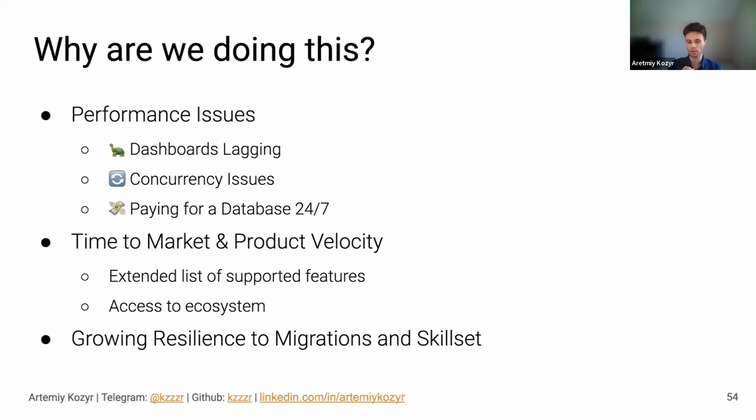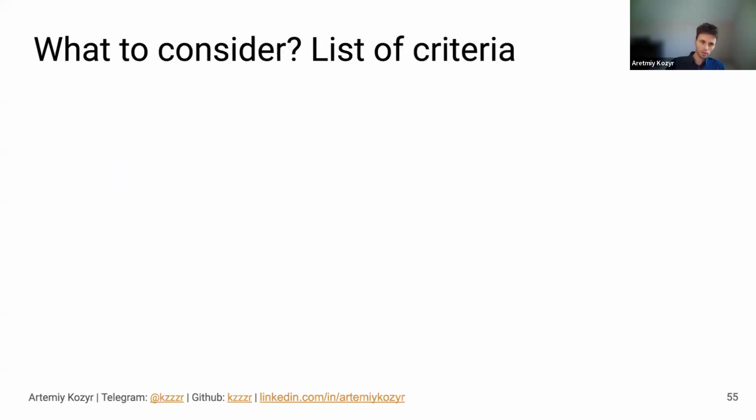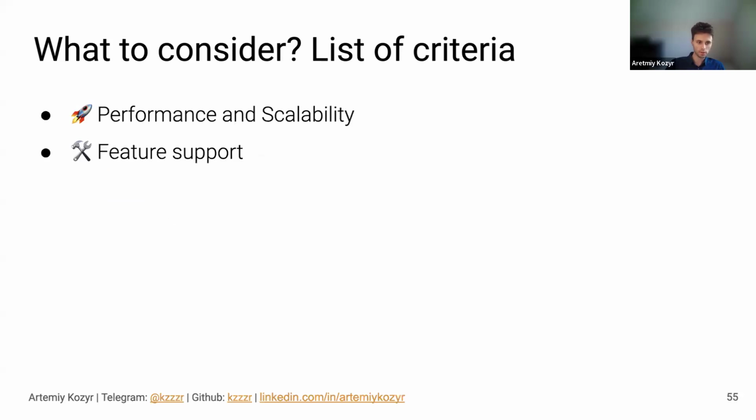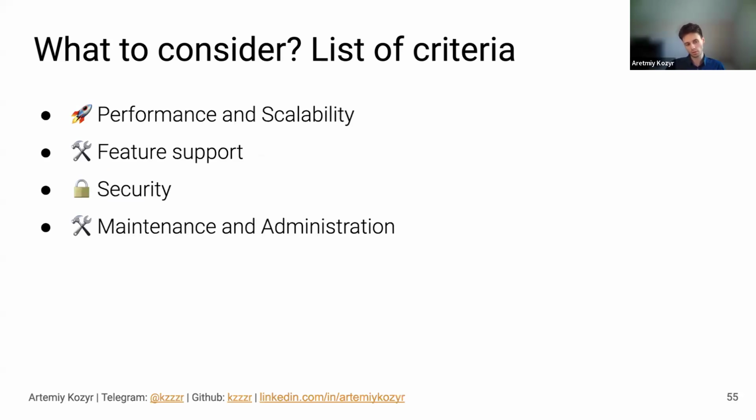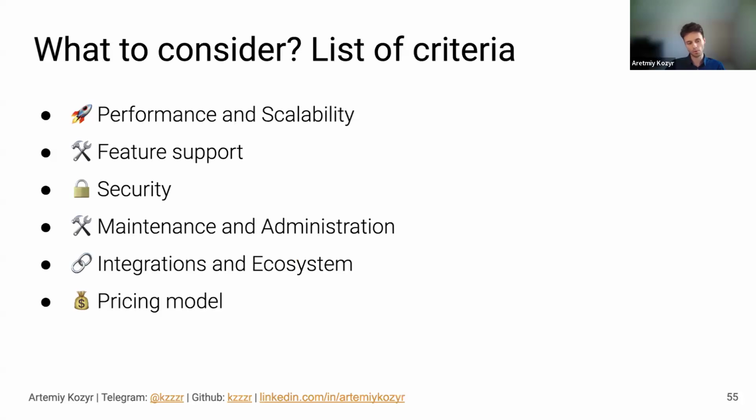So simplifying pipelines, simplifying tools used, using a single tool instead of 3 or 4 different tools, programming languages, and frameworks is better. It's easier to find a relevant person to do this. Right. So what to consider? The list of criteria is performance and scalability, feature support, security, maintenance efforts, integrations, pricing model.